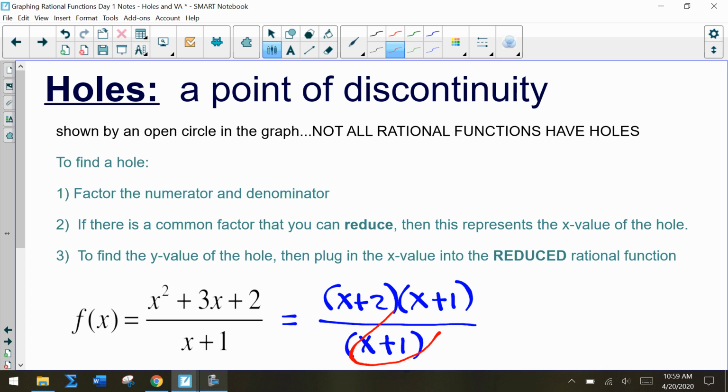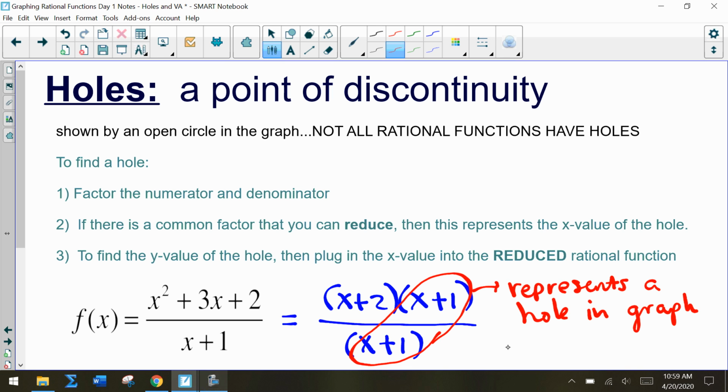So when we have a common factor on the numerator and denominator, this represents a hole in the graph. So we know there is a hole where x equals -1. Okay, so we're going to solve it in the same way that we found roots. So if we plugged in -1 into this function, -1 plus 1, that's 0. Remember, that's a domain restriction, which is a hole.